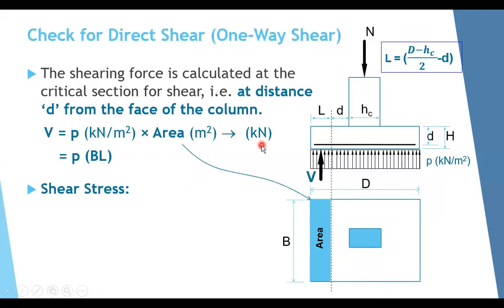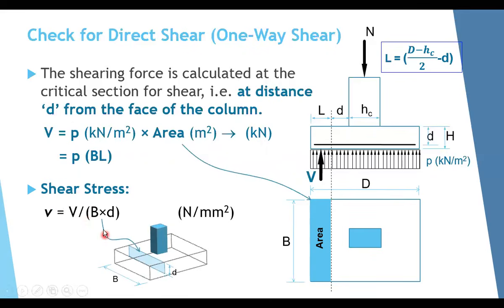Once you have the shear force, you can now check the shear stress. To get the shear stress, you divide the shear force by the shear area. In this case, the shear area will be the critical section at this point. You can see it here. This area equals B, the width of the footing here, times d. So the v stress, v small, equals V capital, the shear force, divided by the cross section here, which is B times d. It will be Newton per millimeter square.